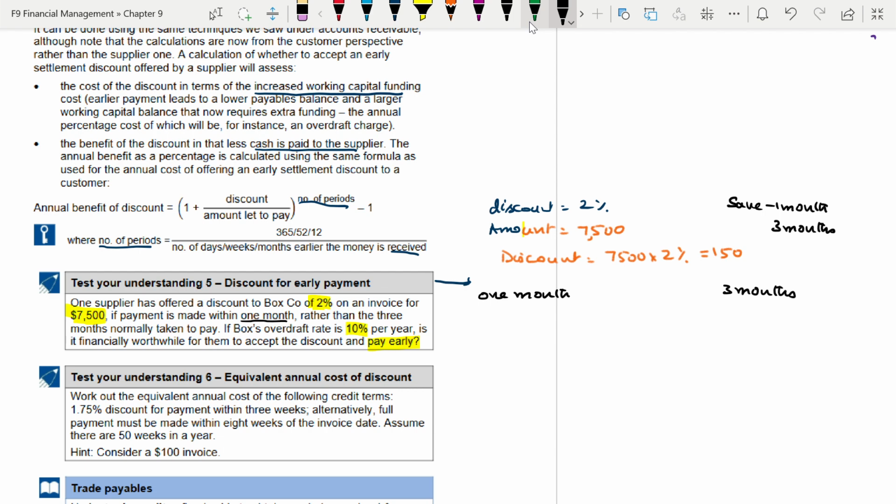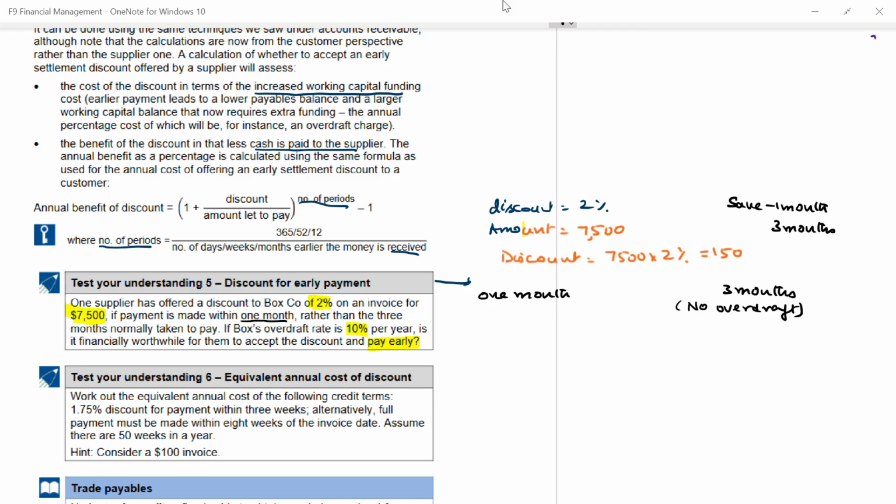If you pay in 1 month, what you have to do? You will borrow and you will pay. If you pay in 3 months, there is no overdraft. Is it right? If you are paying in 3 months, there is no overdraft.